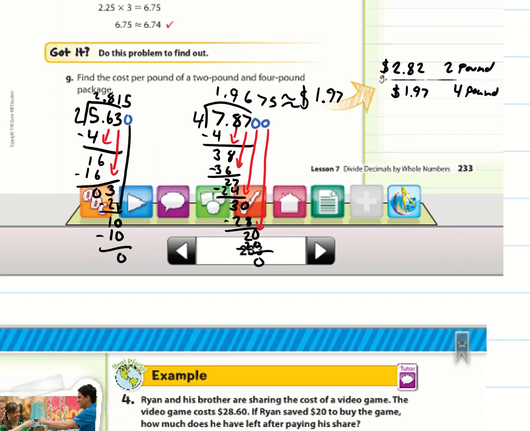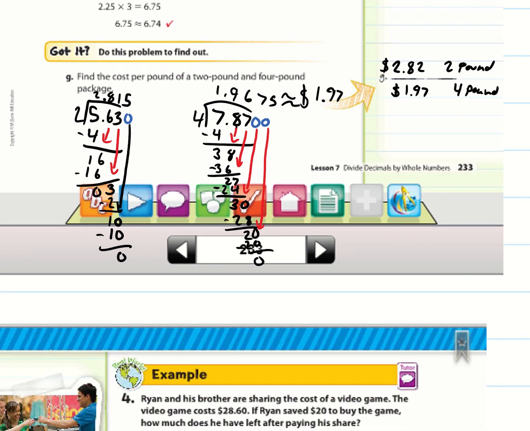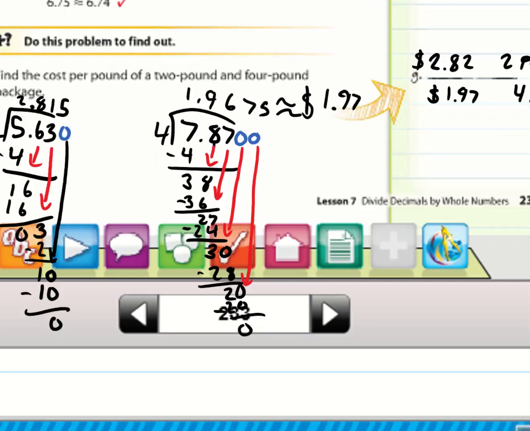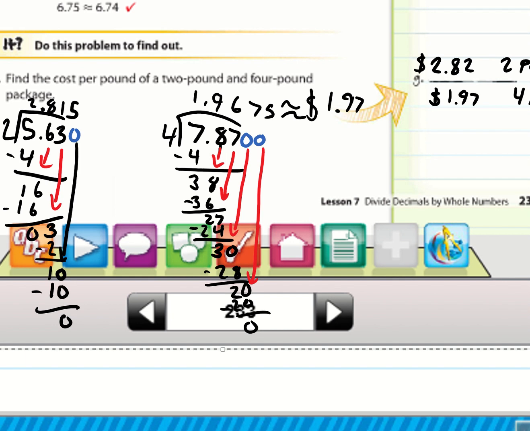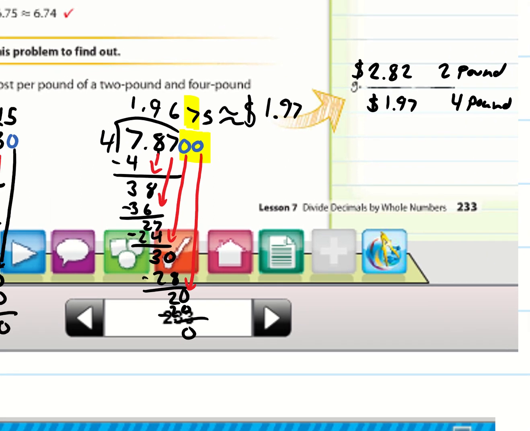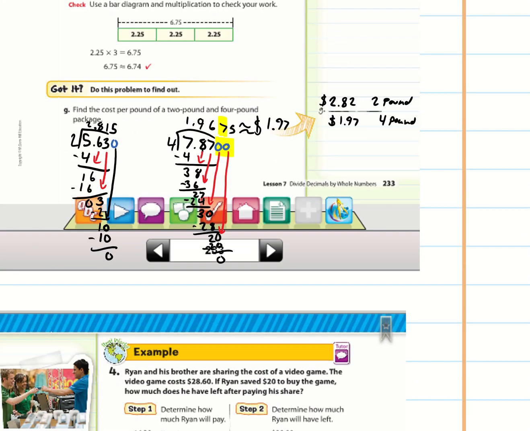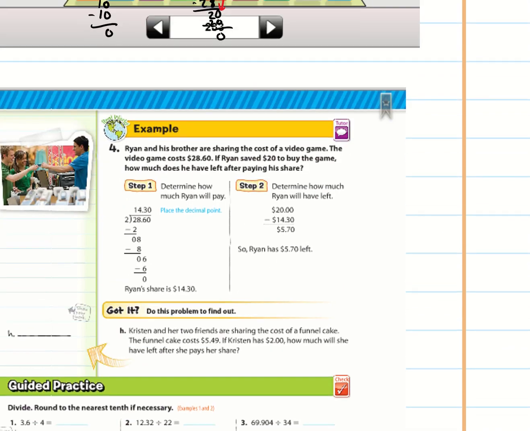One thing I would like you to take notice is for G, for the 4 pound, I actually only had to stop, since we're working with money, I really only had to stop here. But I wanted to keep going just to practice annexing zeros. The reason why I only had to stop there is because money, like I said before, only goes to the hundredths place. So this is going to round to $1.97. But that is the end of the notes. Oh no, we still have another example.